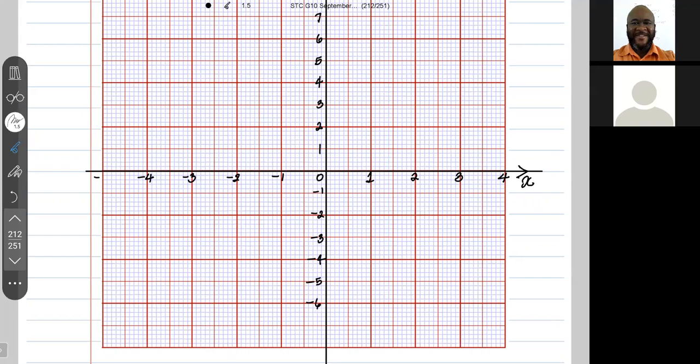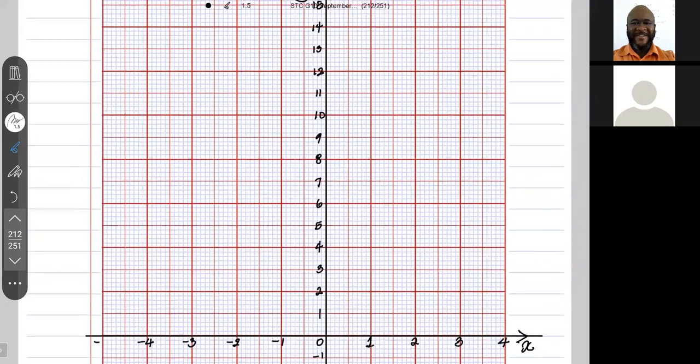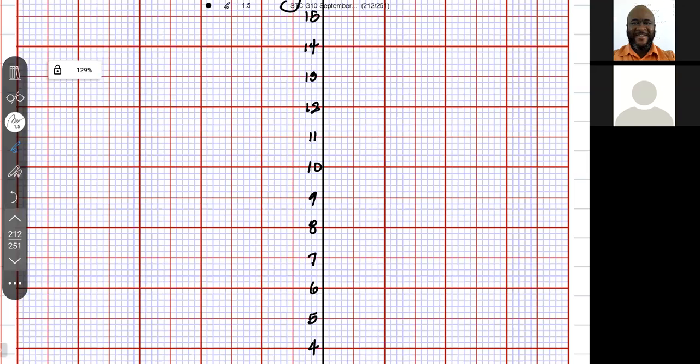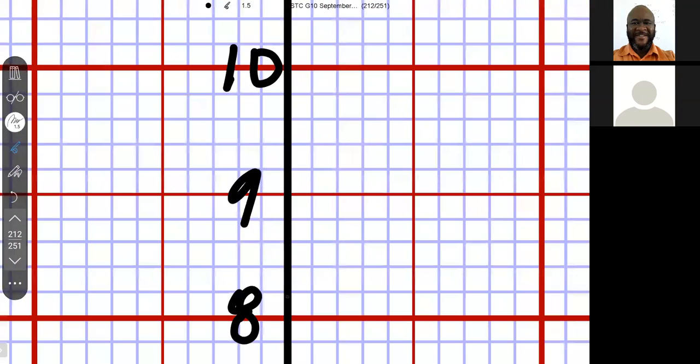All right. My first point is 3, 13.5. Now, on the y-axis, each of these minor divisions is 0.2. So if this is 8, this will be 8.2, 8.4, 8.6, 8.8, 9. Each of those small divisions on the y-axis is 0.2. I've already told you how to work that out if you need to.